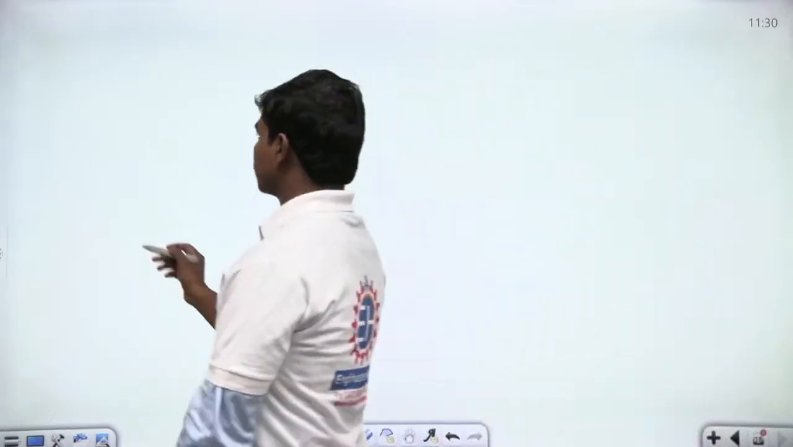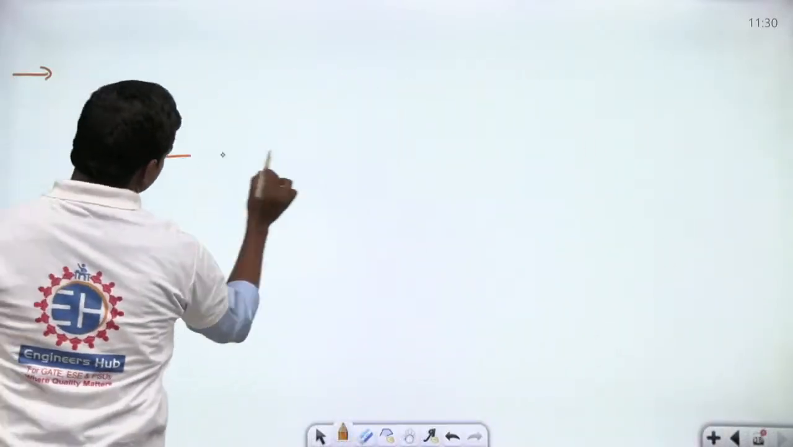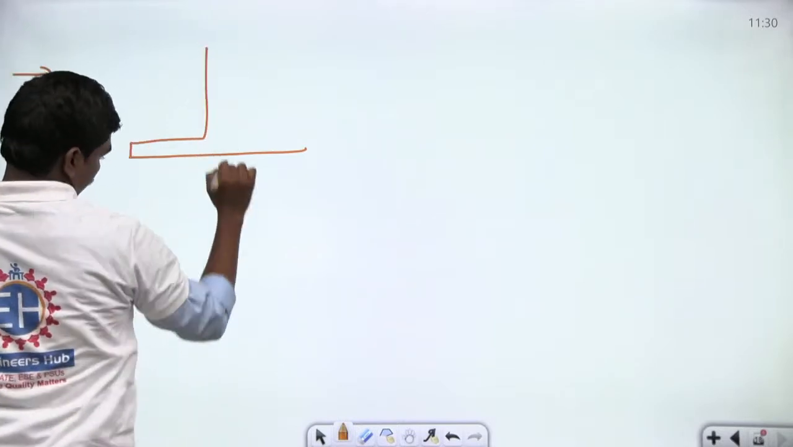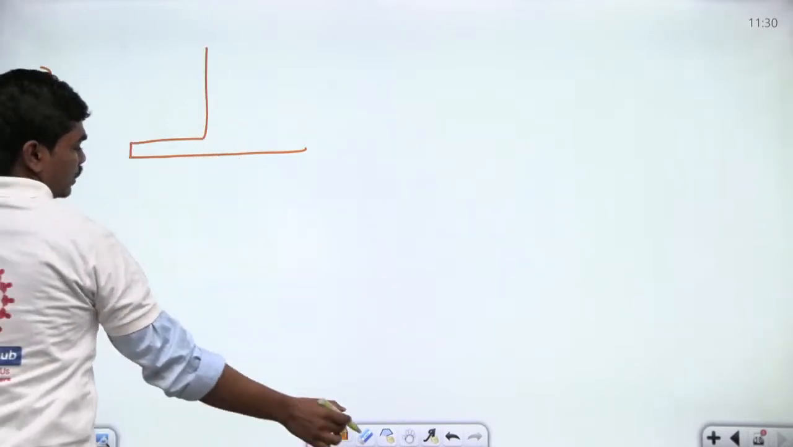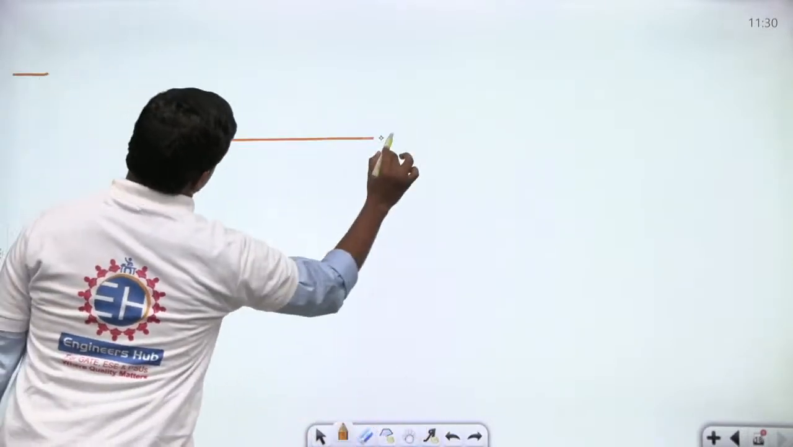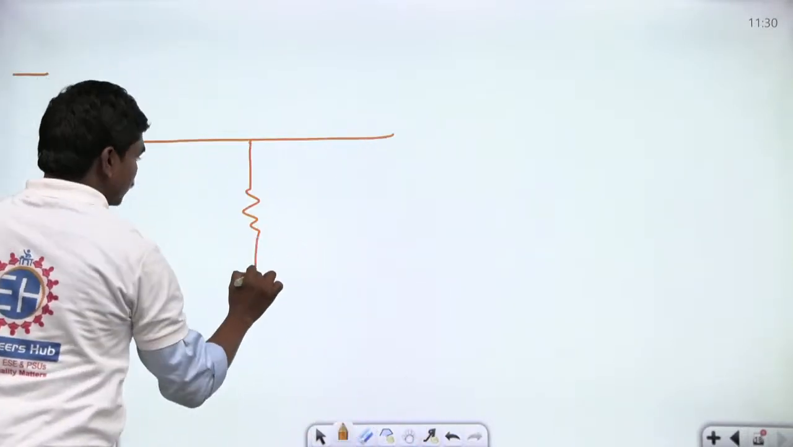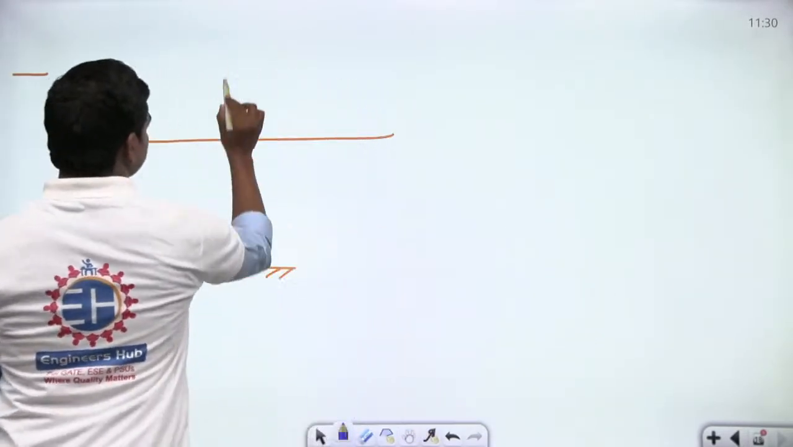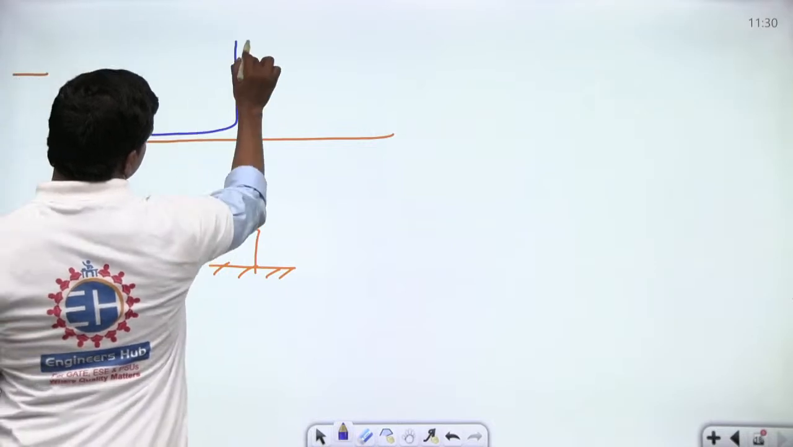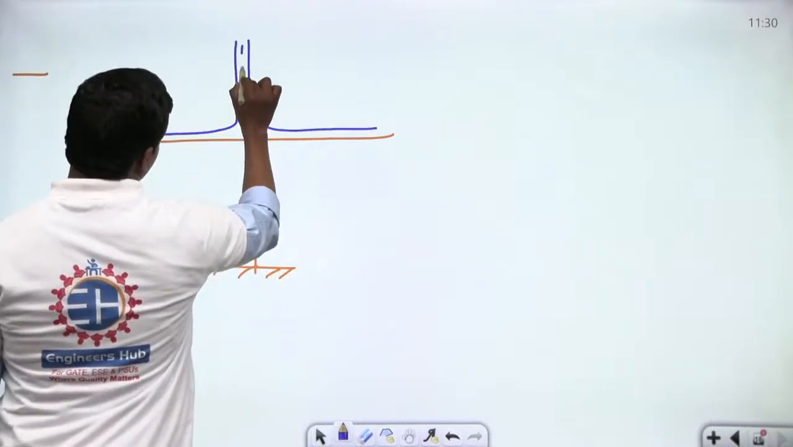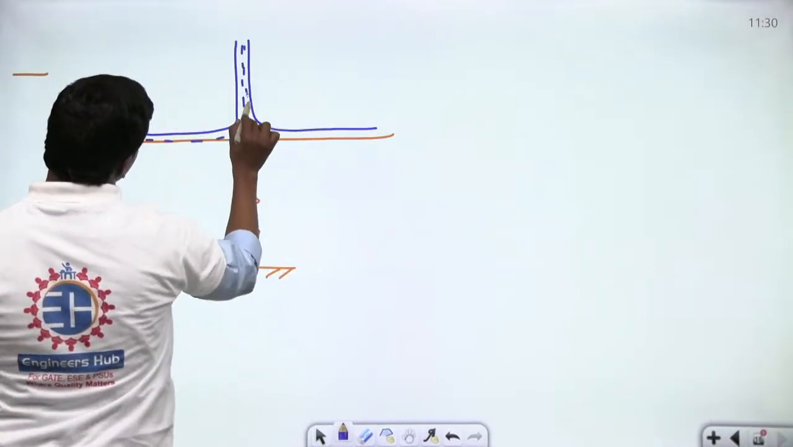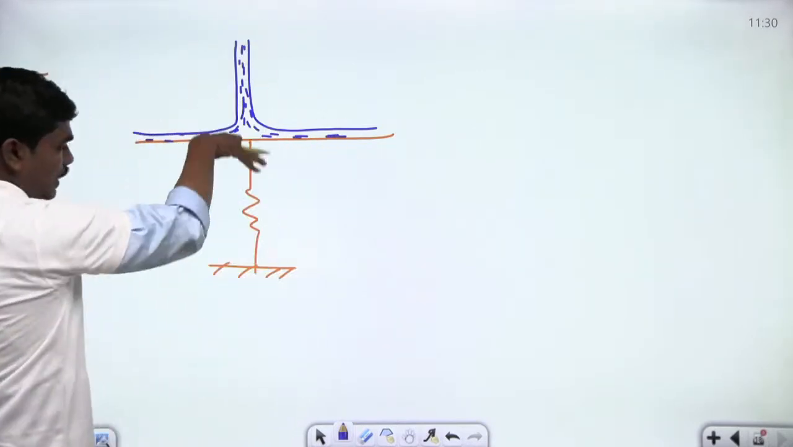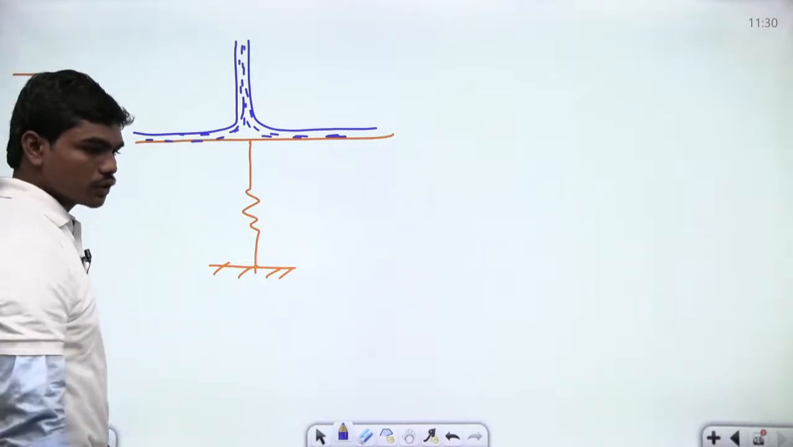Next, we have one question from fluid mechanics again, from the impact of jets. So basically we have a channel. Let us try to frame this. So we have a spring which is attached here and there is some deflection in the spring when there is a water jet that's striking here. So a water jet is striking like this. There is some water jet that's deflecting this, that's trying to exert some force on this.